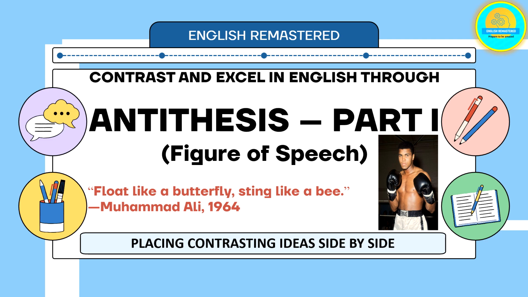So here we have an example right in front of you. Float like a butterfly, sting like a bee. This was said by Muhammad Ali, the famous boxer, in the year 1964. Basically, antithesis is placing contrasting ideas side by side.